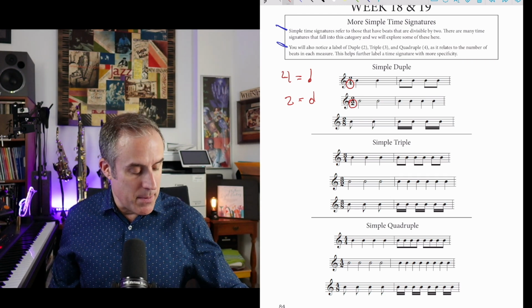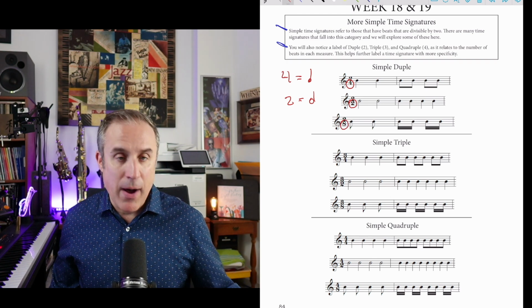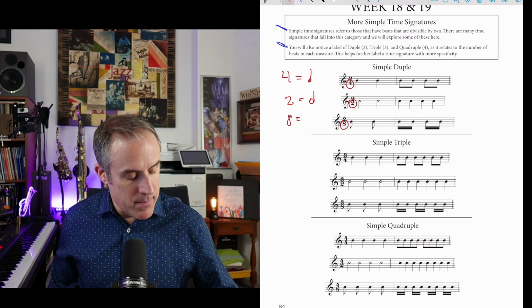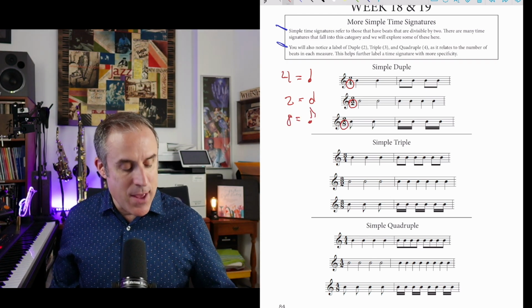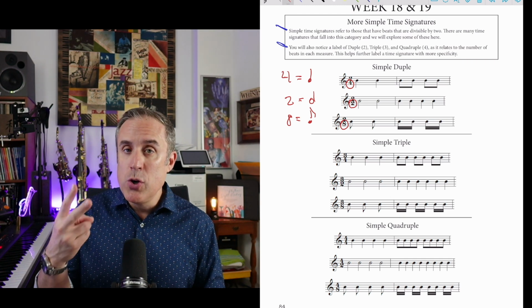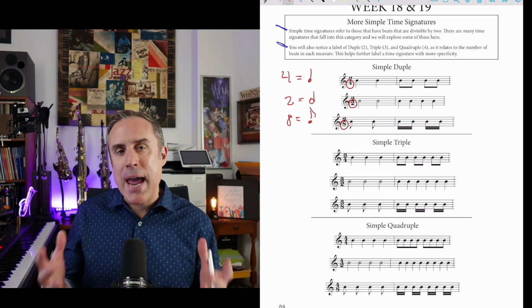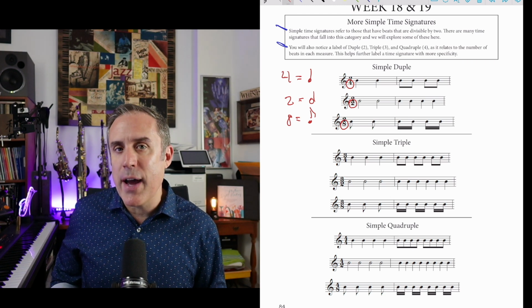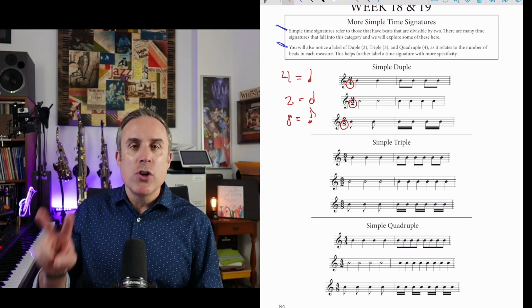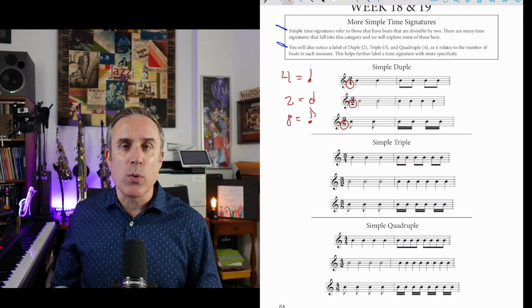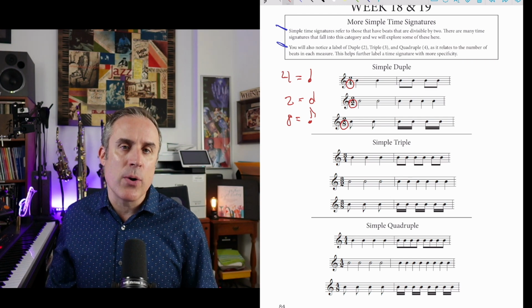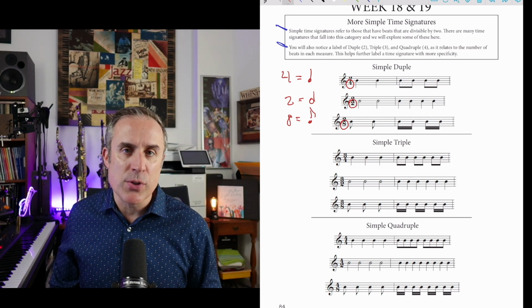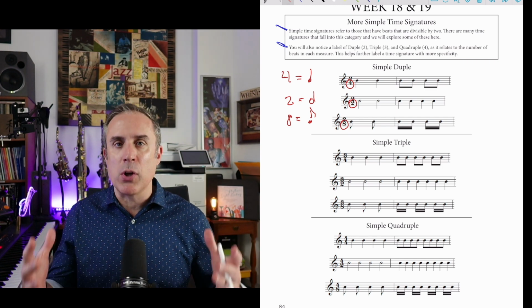Let's look at the third example where we have an 8 on the bottom. When there's an 8 on the bottom, that refers to an eighth note. So there are still 2 beats in the measure, but now the eighth note will be getting the beat. Can an eighth note be equally divided into 2 parts? Absolutely. 2 16th notes equals 1 eighth note. So an eighth note is divisible by 2. So this falls in the category of simple duple.